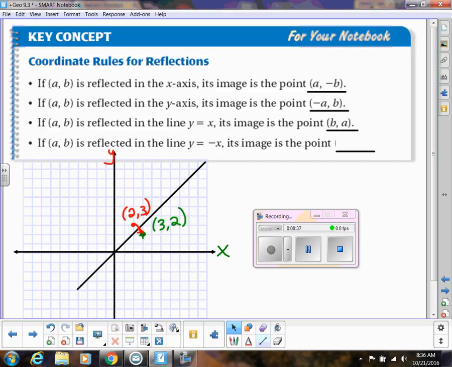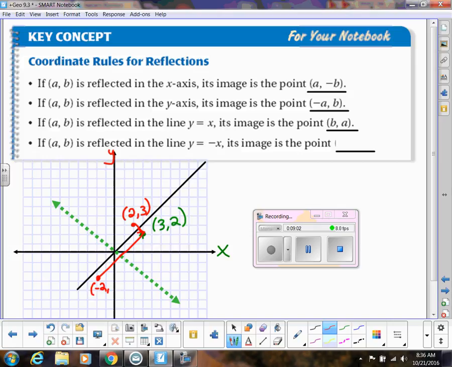And then if I do the equation y equals -x, so remember that's going to go through 0, 0, but have a slope of -1. So if I count from there, this is 1, 2.5, and then 2.5 would end up over here. So that would be the coordinates -2, -3. So you see how we're swapping and doing the opposite signs. All right, so that's our rules for those most common kinds of reflections.